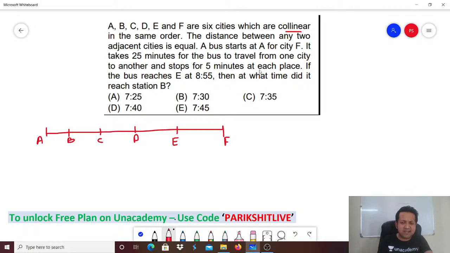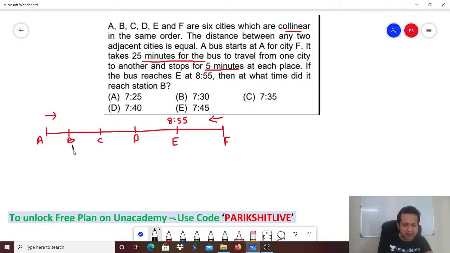A bus starts at A for F. So the bus starts from here and goes to F. It takes 25 minutes for the bus to travel from one city to another. So travel time is 25. And it stops for 5 minutes at each place. If the bus reaches E at 8:55, then at what time did it reach station B? Now think about it.